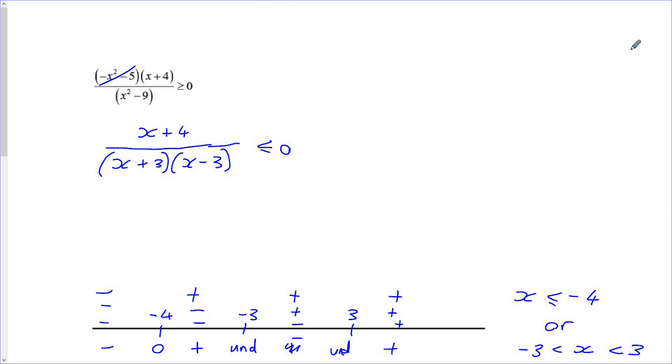Right, so that brings us to the end of rational and polynomial inequalities.